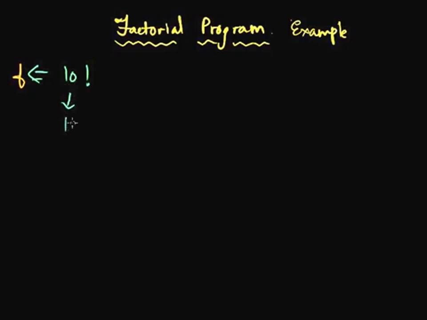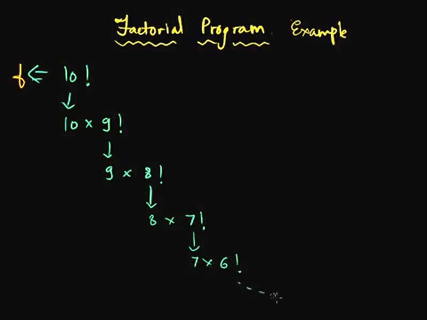So 10 factorial is nothing but 10 into 9 factorial, right? 9 factorial goes on with 9 into 8 factorial. Similarly 8 factorial goes on with 8 into 7 factorial, and 7 factorial goes on with 7 into 6 factorial, and 6 again and again and again, right? The same procedure is followed. The cascading feature follows hereafter.